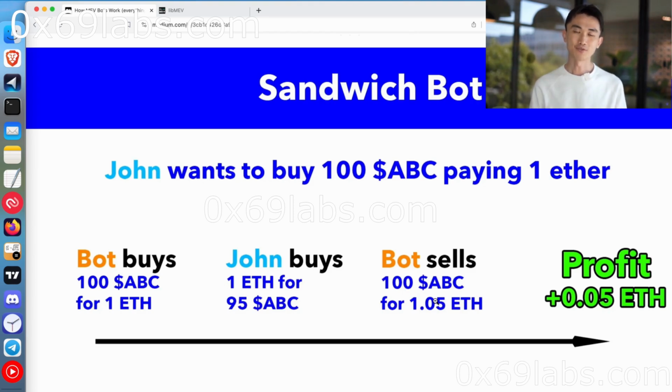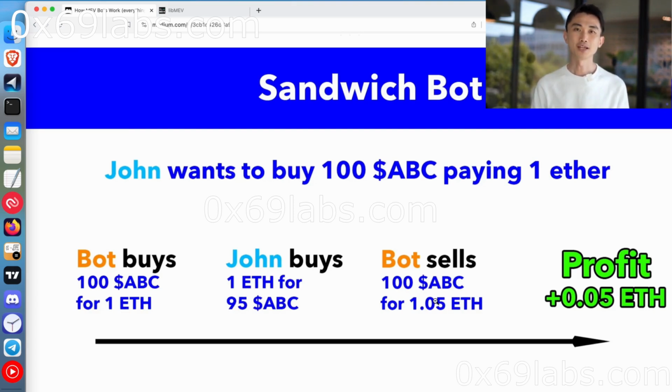Because let's say there are 5 people, 5 of them see the same opportunity for buying and selling, only one of them can be accepted, because John's transaction cannot be repeated multiple times, only once. So the one that captures the most profit, one that is more precise or faster or creates more profit for validators or miners, then that's the one that will take the opportunity. So this is how it works.